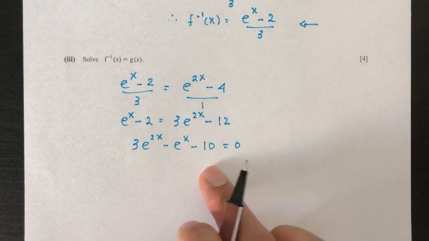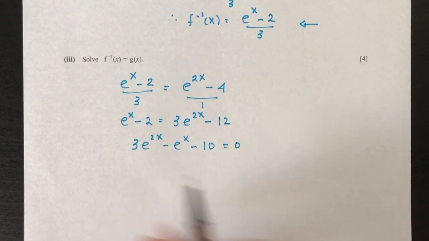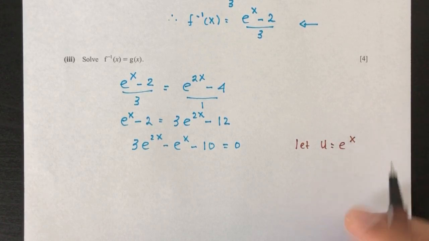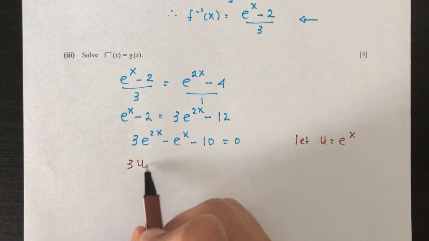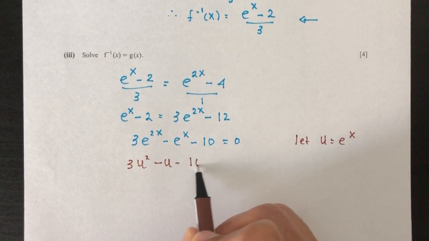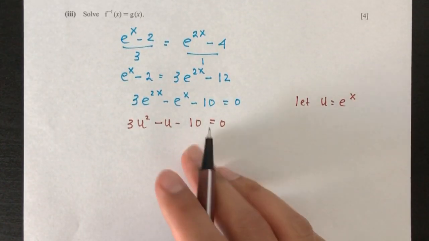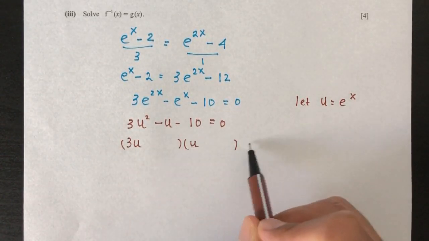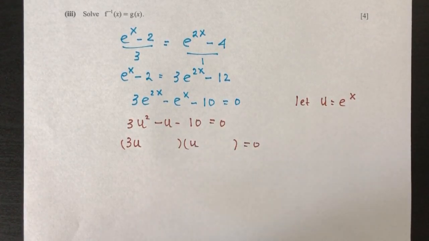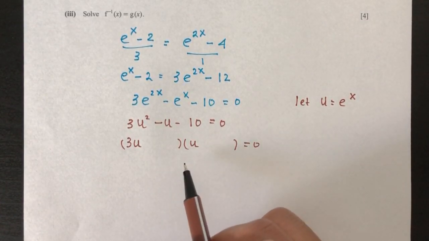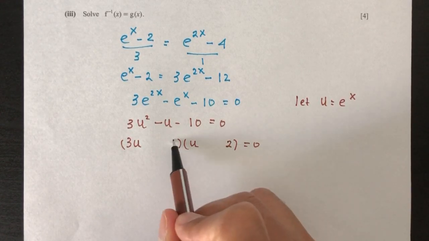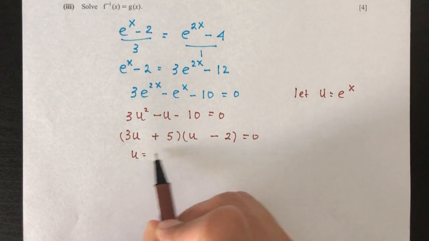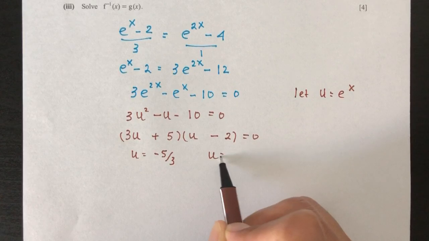Now if you observe, this one is a simple quadratic equation, but if you are confused, you can always do this. Let u equal to e^x. So you will have 3u squared minus u minus 10 equal to 0. Now we can try to factorize. That will be 3u times u. Now for 10, we can use 5 times 2. So 2 will be here, and this will be 5. Have to be minus 6 plus 5. So u can be minus 5 over 3, and u can be 2.